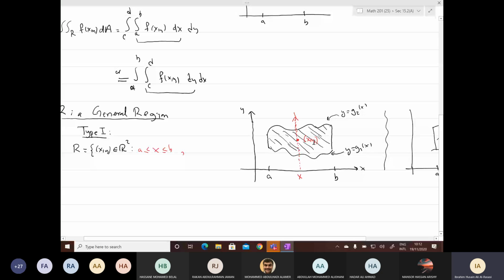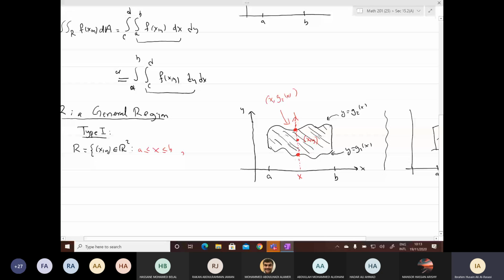We can find it as follows. We have two points, this point here and this point here, one in the lower curve and one in the upper curve. Now what are the coordinates of this point here in the upper curve? You are choosing x, so the x coordinate will be x. What is the y coordinate for this point? To find the y coordinate, I have to substitute in the curve y equal g2(x). So when I substitute x, I get g2(x).